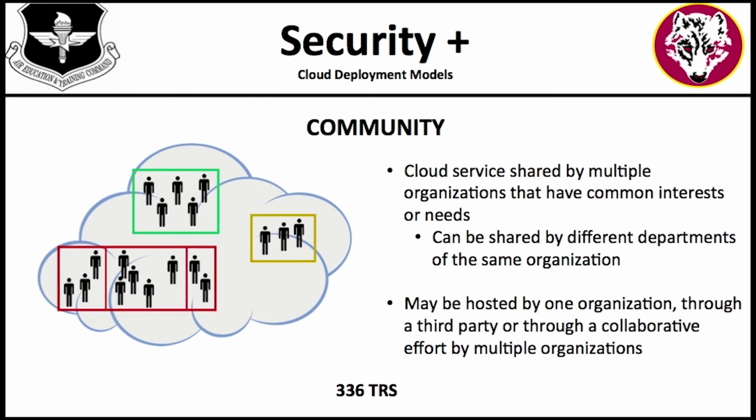The next cloud deployment model we'll be discussing is the community cloud deployment model. It is a cloud service shared by multiple organizations that have common interests or needs. For example, a military resource can be shared with the Air Force, the Army, the Marine Corps, and the Navy. It can be hosted by one organization or through a third-party vendor, and sometimes through collaborative ownership by multiple organizations.